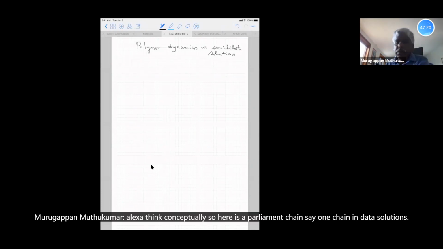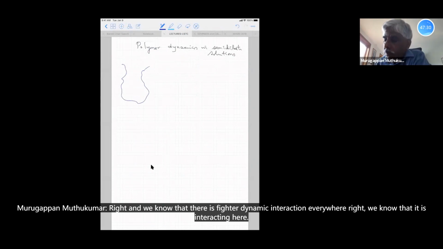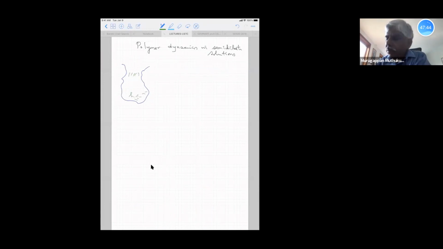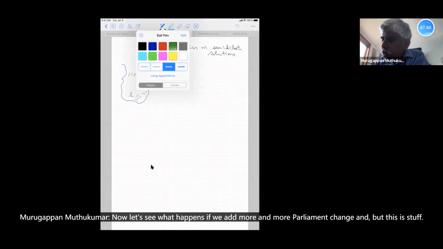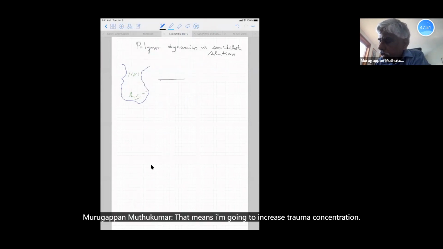Let's think conceptually. So here is a polymer chain, say one chain in dilute solutions, right? And we know that there is hydrodynamic interaction everywhere. This is interacting here, and here is interacting here, and things like that. That's hydrodynamic interaction, HI. Now let's see what happens if we add more and more polymer chains into the system. That means I'm going to increase polymer concentration.